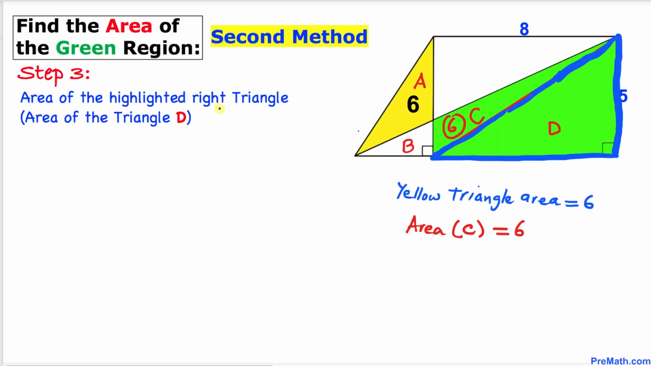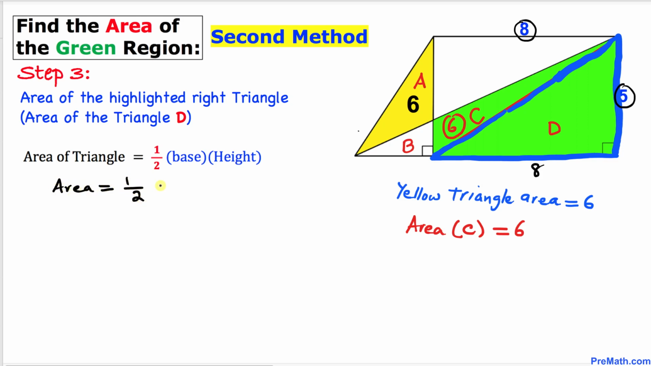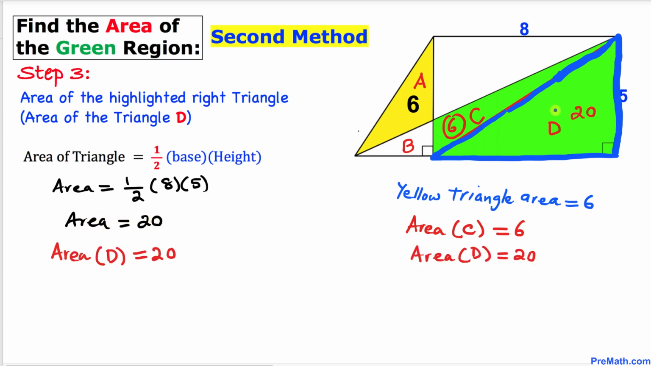And now in this next step, let's go ahead and find the area of this highlighted right triangle, the area of this region D triangle. And here's the area of a triangle formula, area equals a half times base times height. In our case, the base is 8 and the height is 5. So the area is going to be simply a half times base 8 and height 5. And if we simplify that one, that is going to give us 20 square units. So thus the area of this D region turns out to be 20 square units.